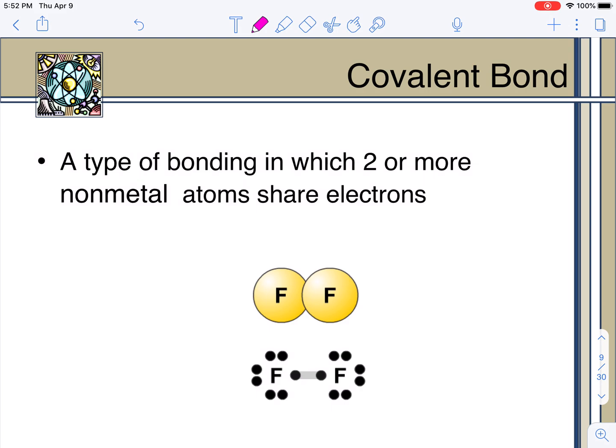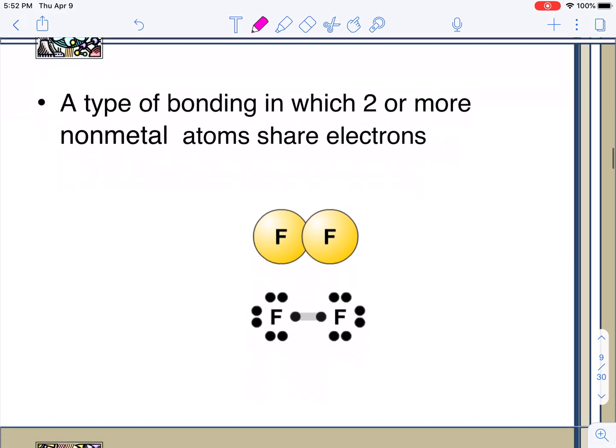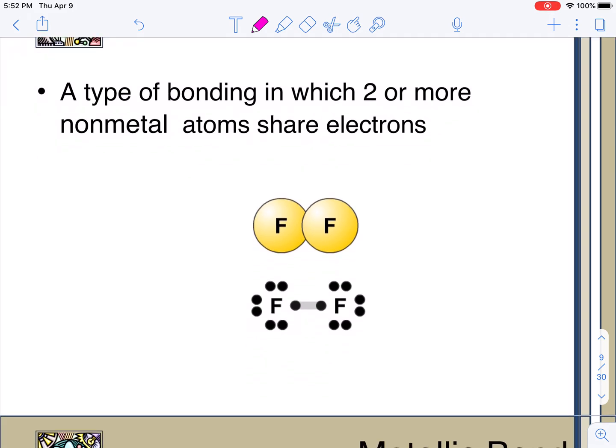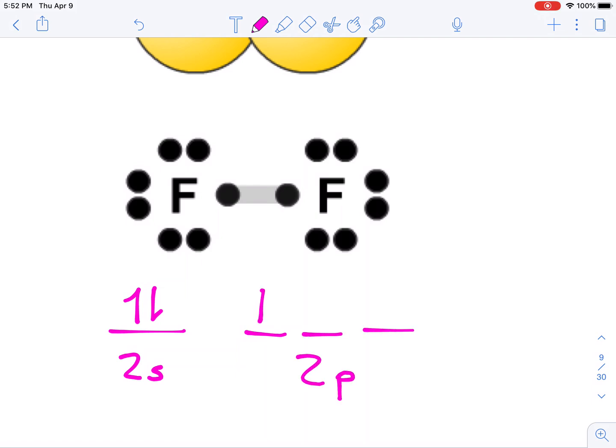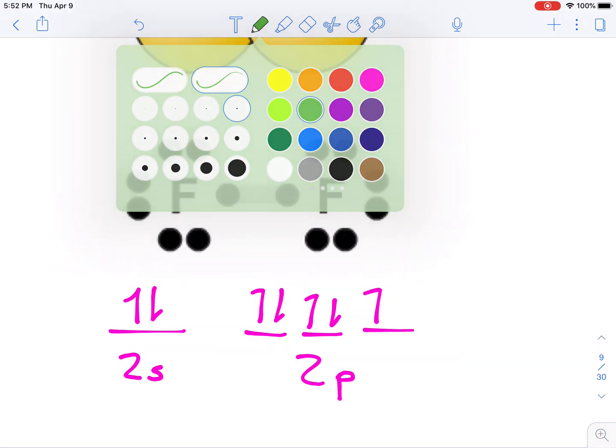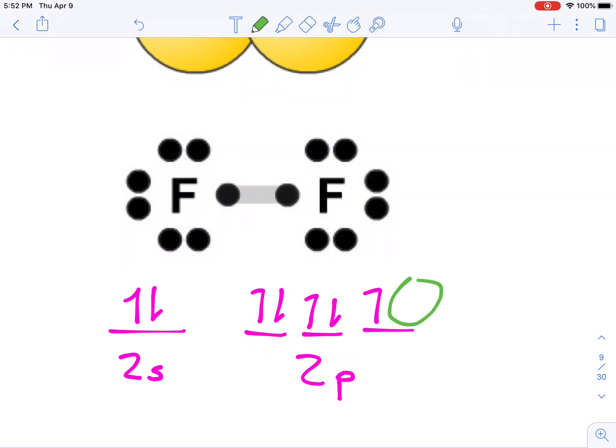What about a covalent bond? Let's have 2 fluorine atoms next to each other, right? And as a reminder, fluorine has that 2p sublevel, right? It has a 2s that looks like this. It has a 2p sublevel that looks like this. So it has a vacancy. It has a spot right here for an extra electron. This is its valence shell. It badly wants an extra electron.